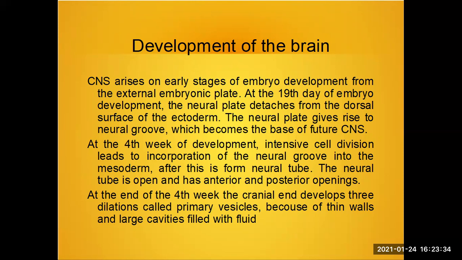At the 4th week of development, intensive cell division leads to incorporation of the neural groove into the mesoderm. After this, the neural tube is formed. The neural tube is open and has anterior and posterior openings. At the end of the 4th week, the cranial end develops three dilatations called primary vesicles, because of the walls and large cavities filled with fluid.